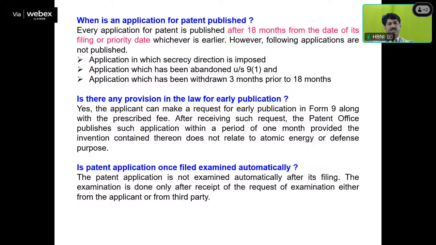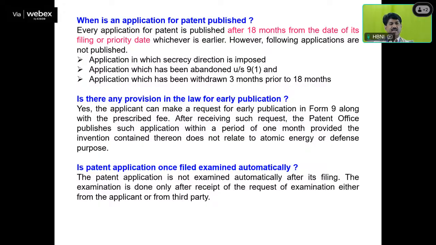Also, an application which has been abandoned under section 9(1). Section 9(1) says that if the person has not given the full specification within 1 year, the application is abandoned or rejected, and that will not be published. Also, applications which have been withdrawn 3 months prior to 18 months. They submitted everything within that 12-month period, but just before the 18 months they had some other implications, so they withdrew. That will not be published.